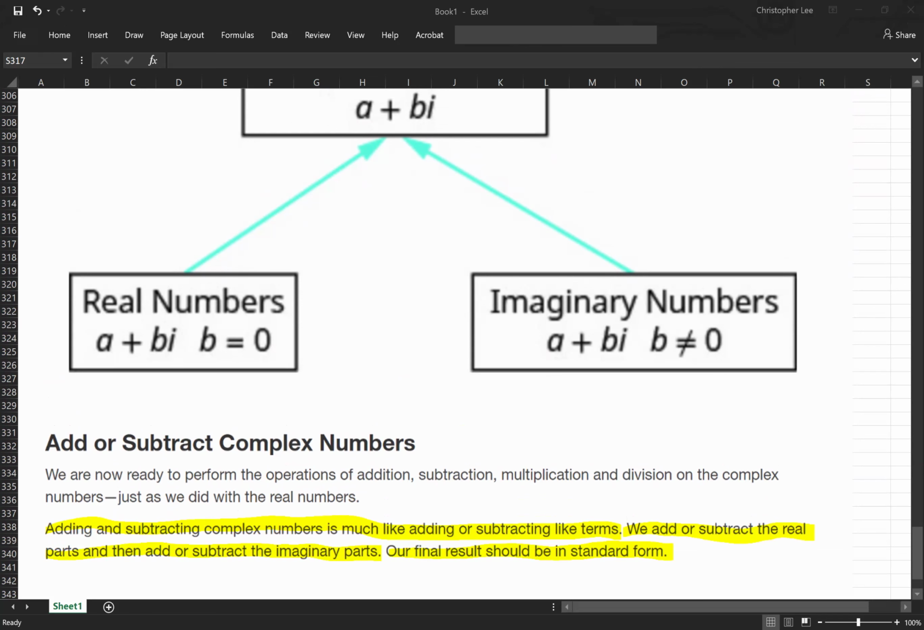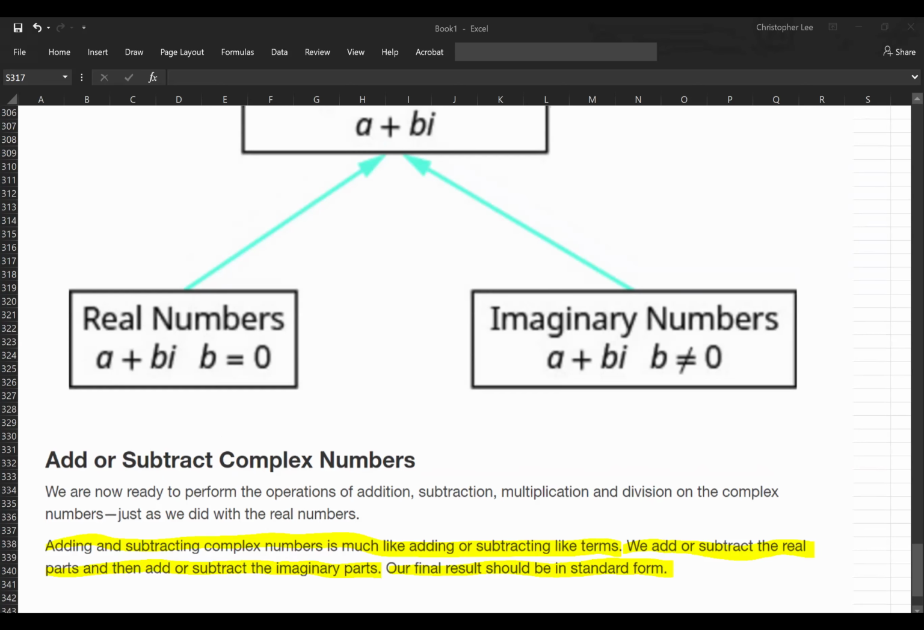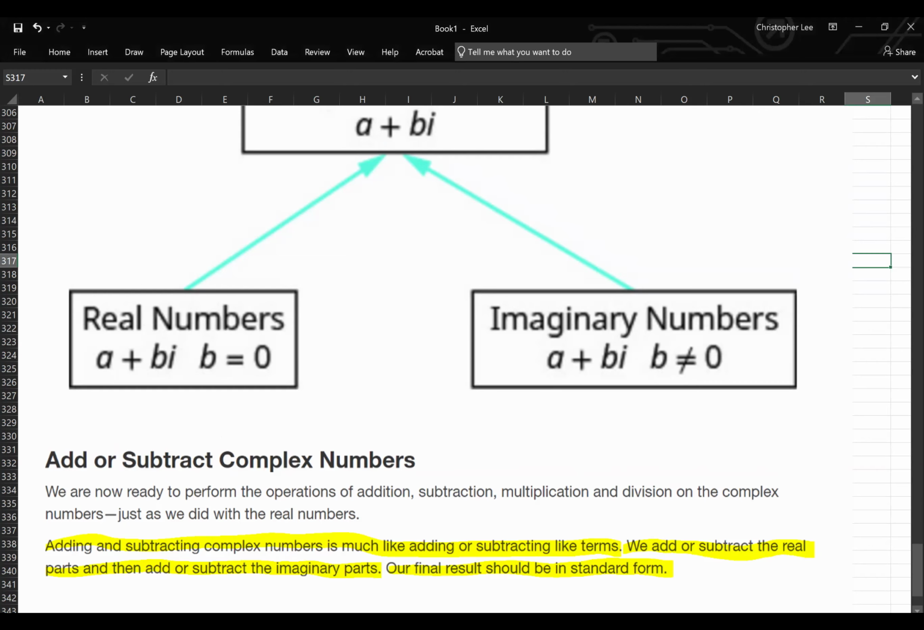Say it again. A plus bi. It's an imaginary number if the a is 0.